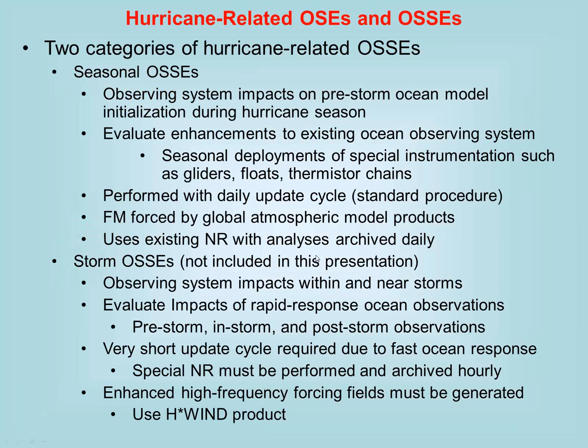Okay, in terms of OSSEs, there are two categories of OSSEs that we are going to perform. The first are what I call the seasonal OSSEs, and that's what I'll talk about today, where we look at observing system impacts on pre-storm ocean model initialization. Here our intent is to evaluate enhancements to existing ocean observing systems, like deploying gliders, floats, or moored chains that are out for part or all of the hurricane season, not just prior to a storm. These OSSEs are performed with a daily update cycle and data assimilation. This is the standard procedure for operational systems, and it uses our existing 5-year nature run with analyses archived daily.